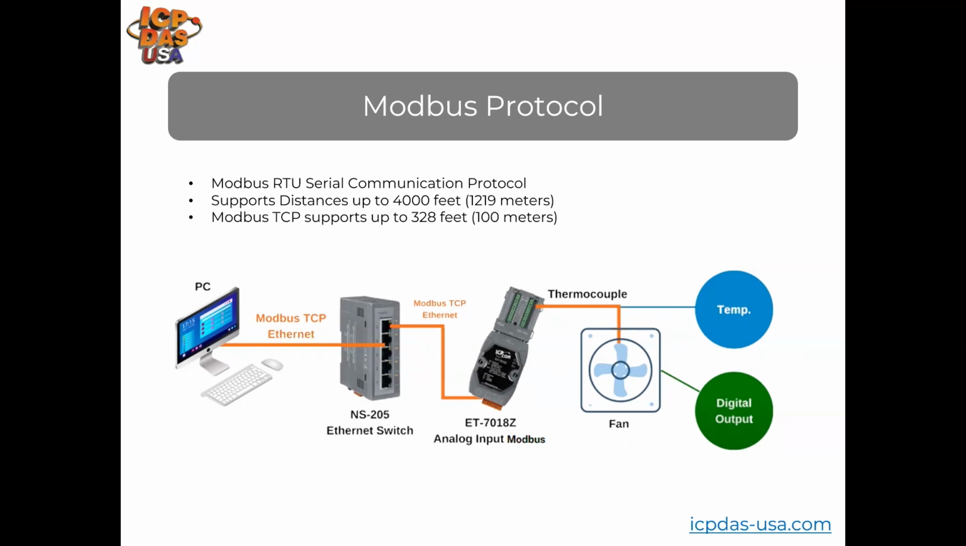In this picture here, you can see a computer with an Ethernet cable going to our NS205 Ethernet switch. And you can see the ET7018Z thermocouple and analog-based input module connected over Ethernet cabling. And there's a thermocouple input through, you can see those channels, and that's connected taking temperature from a fan. And there's also a digital output that triggers the fan.